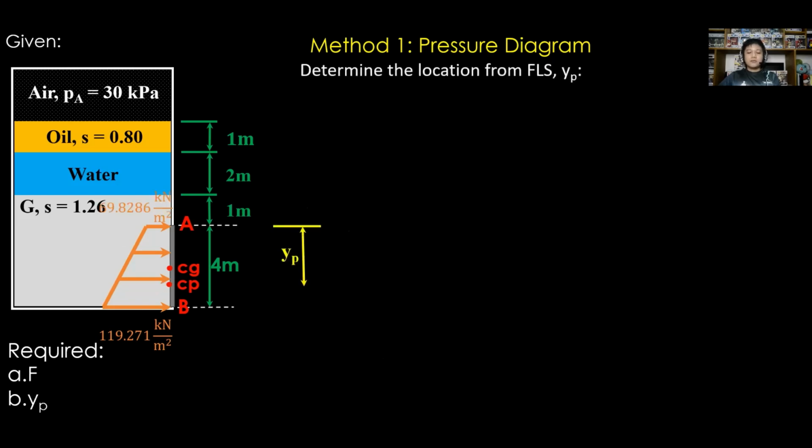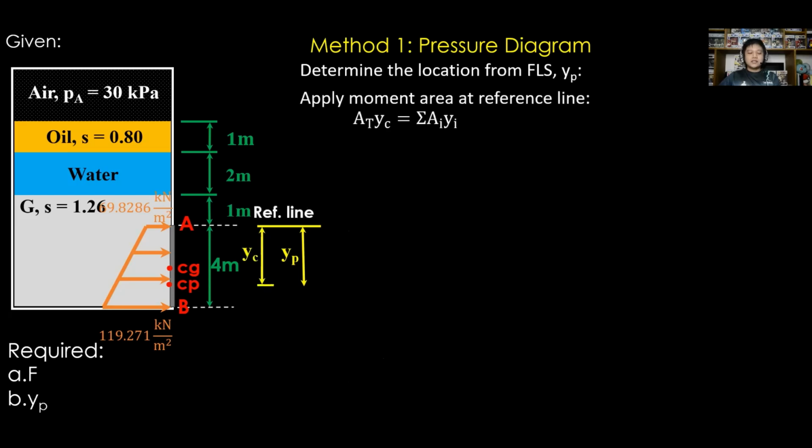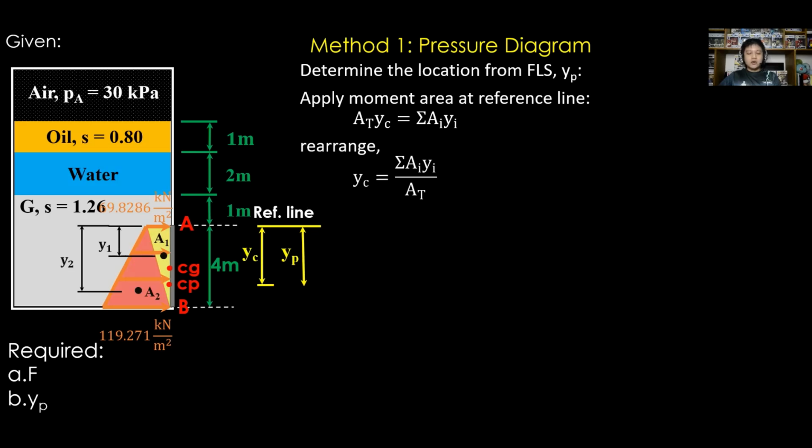Next is the location from the free liquid surface. But since the pressure diagram is not triangular, again apply the moment area of the reference line, which is set at the top of the diagram. Rearrange the equation, and before we apply this equation, let us divide the pressure diagram into triangular shapes. We have triangles 1 and 2. Next is to assign the centroid location of the area and corresponding moment arm Y.